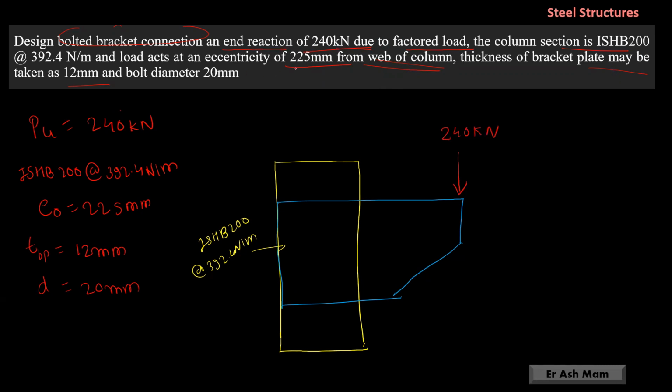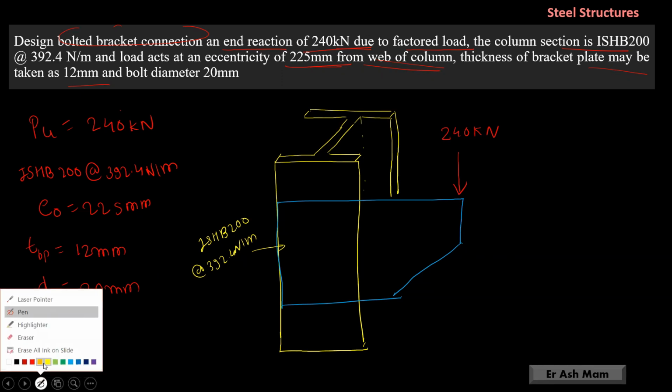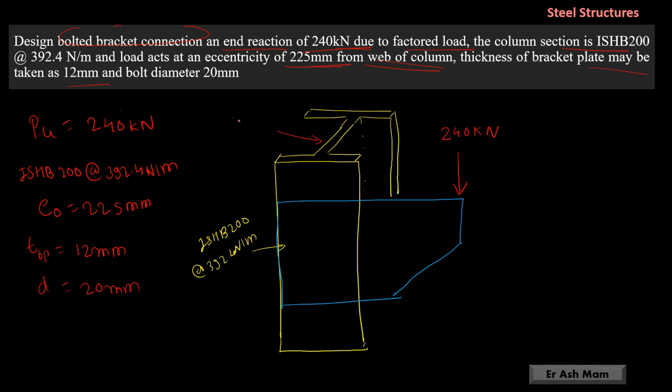Next, eccentricity, 225 mm from web of column. It means if this is the flange of the column, and this is the web of the column, in 3D view. If this is the flange of the column, an I section beam, ISHB, Indian Standard Heavyweight Beam, then we know that this is the web of the column. And eccentricity is given from the web of the column.